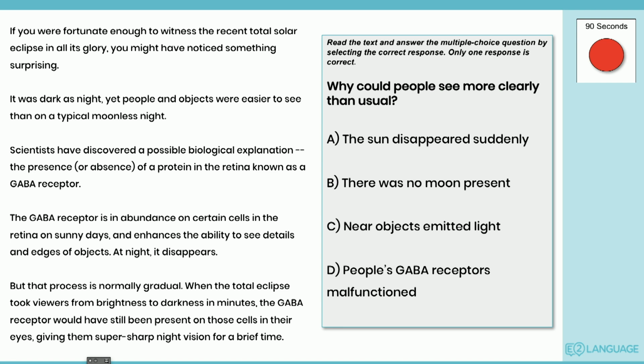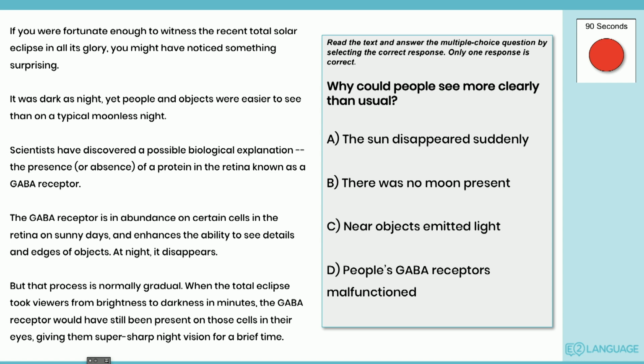All right. It's a pretty straightforward question prompt here, and it's asking you to find a detail. Why could people see more clearly than usual? Okay, so if you read that text, you're going to see something right in that bottom paragraph that says, but that process, the ability to see details and edges of objects, is normally gradual. When the total eclipse took viewers from brightness to darkness in minutes, the GABA receptor would have still been present on those cells in their eyes.